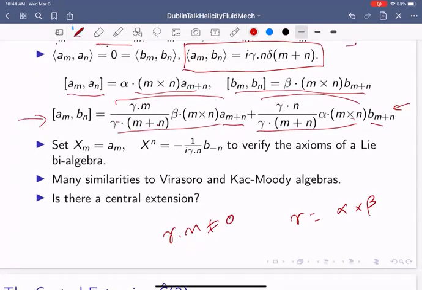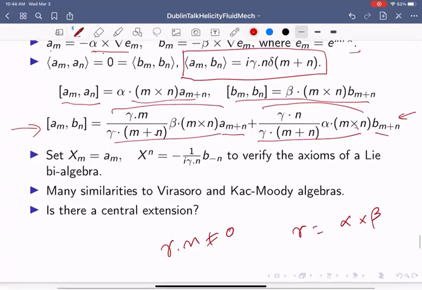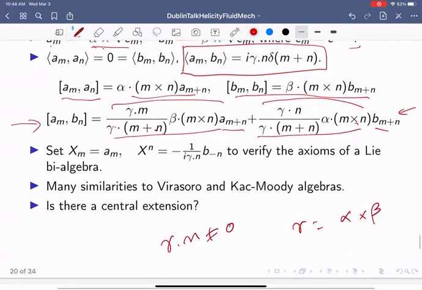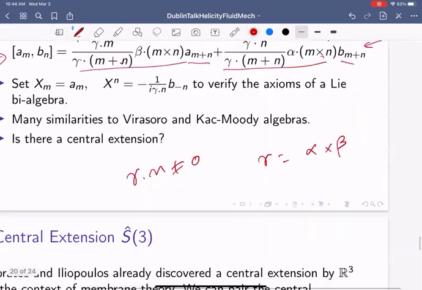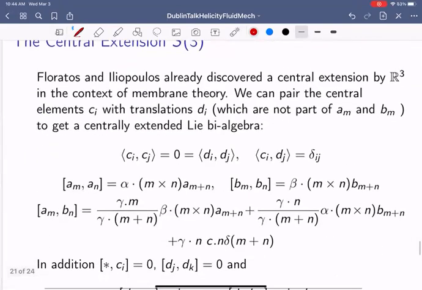Of course, I'm very bad at calculations, so it took me a long time to verify this. And in the end, I did it using Mathematica, a symbolic computational program. It is just a long series of algebraic calculations. So I can now establish that there is indeed a Lie bialgebra.